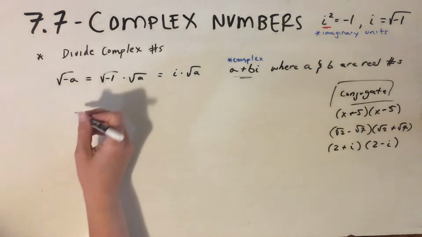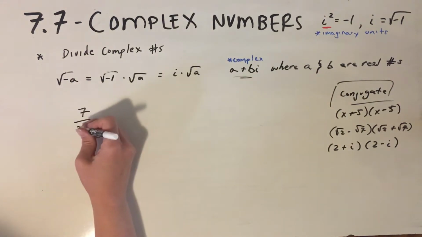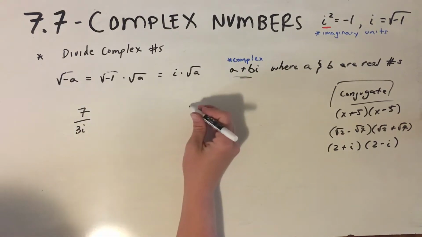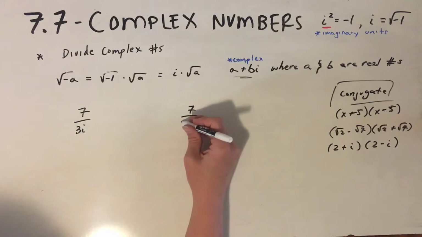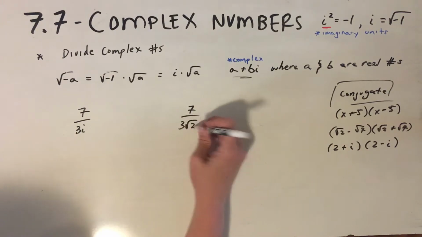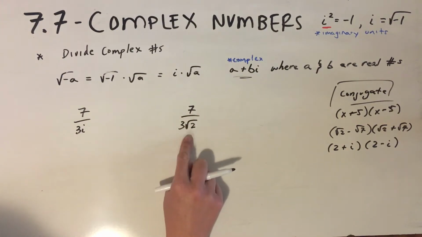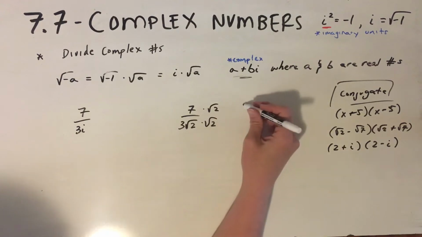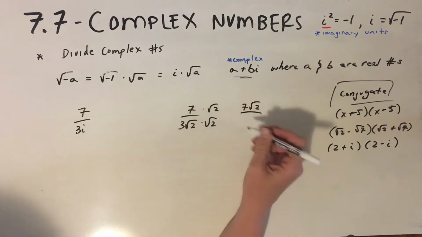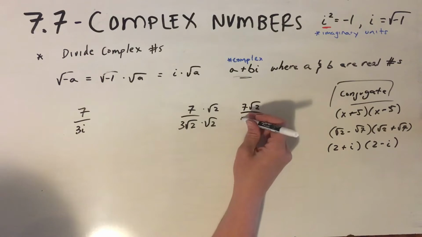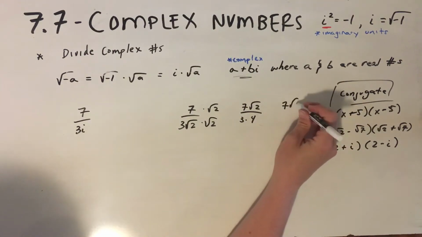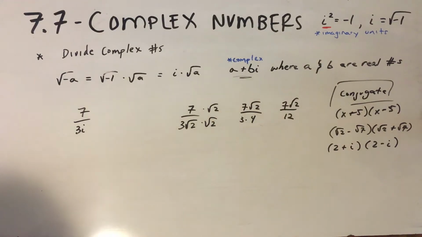These will look something like this, 7 divided by 3i. Essentially, this is just like when we had 7 over 3 square root of 2, and our goal there was to get the radical out of the denominator. So we would multiply both the top and the bottom by the square root of 2 and get 7 square roots of 2 over 3 times the square root of 2 times the square root of 2, which was 4, which would end up like so.